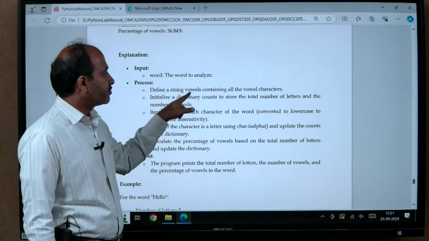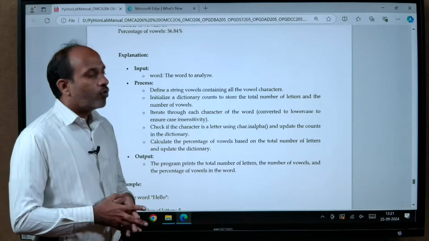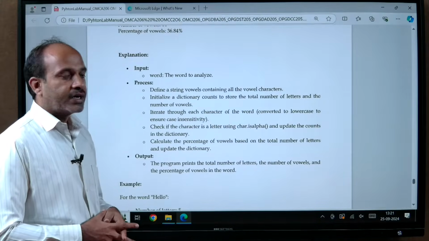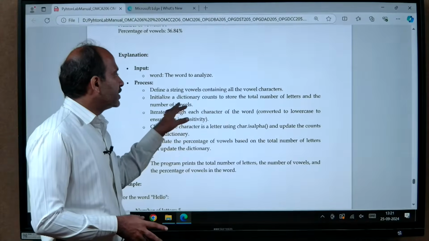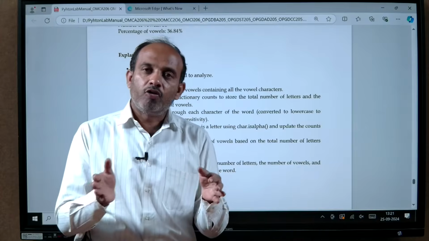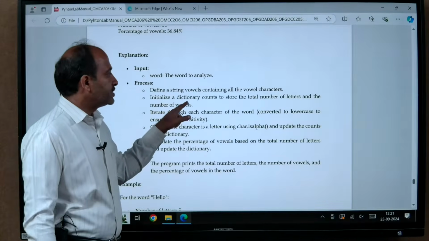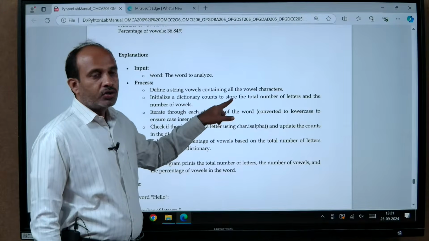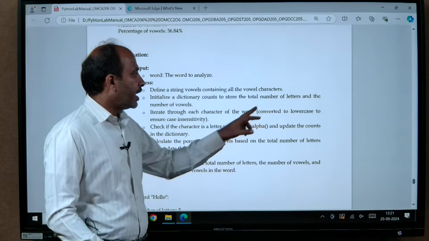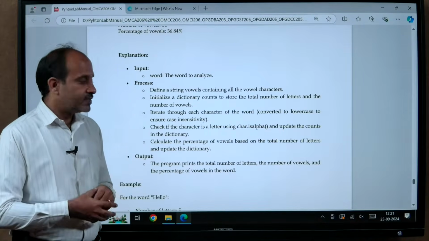First, define a string vowels containing all the vowel characters. And initialize the dictionary count, because we need to take the count of how many characters are there and how many are vowels. So, for that we need to initialize the dictionary count to store the total number of letters in the given string, and also the count of how many are vowels.